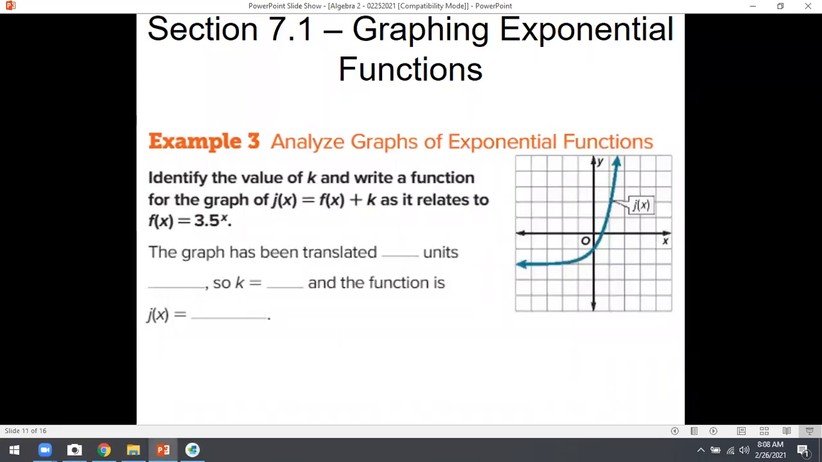Here's another example. Let's take a look at this one, example number 3. A slightly different beast. Identify the value of k and write a function for this graph as it relates to the parent function 3.5 to the x. Now, let's just think about what 3.5 to the x looks like. That's a base more than 1, right? There are no pluses or minuses on it. So by default, I'm going to think it looks like our normal thing right there.